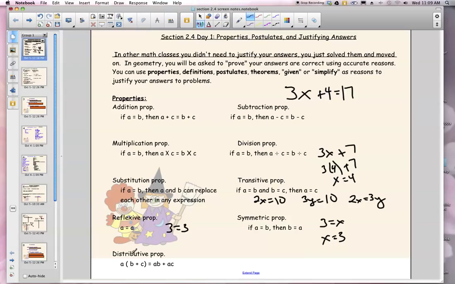And the distributive property, just a quick review, we know that the distributive property allows you to take a multiplied value from outside the parentheses and push it through the inside of the parentheses as long as you multiply it by everything. All right.